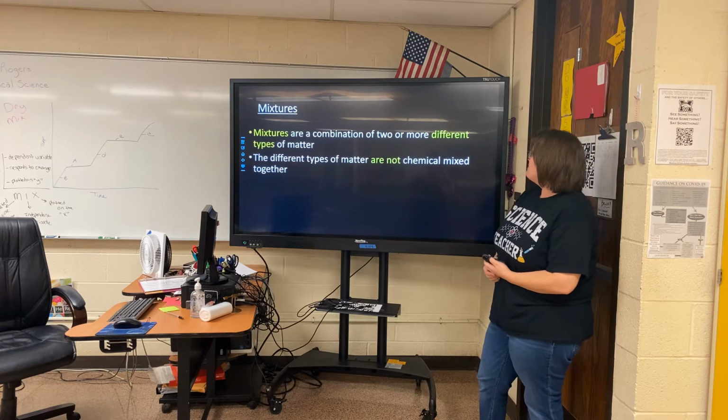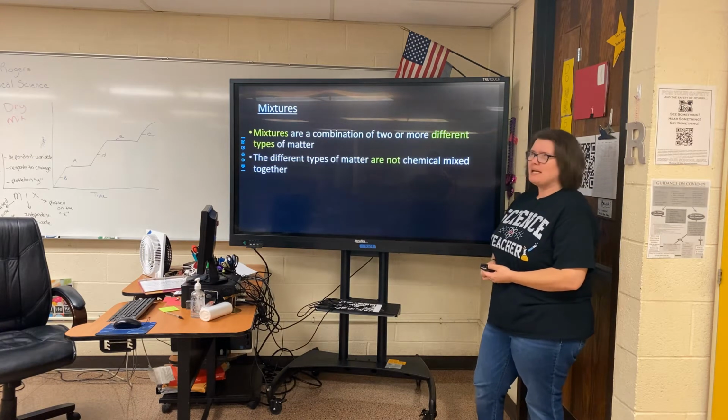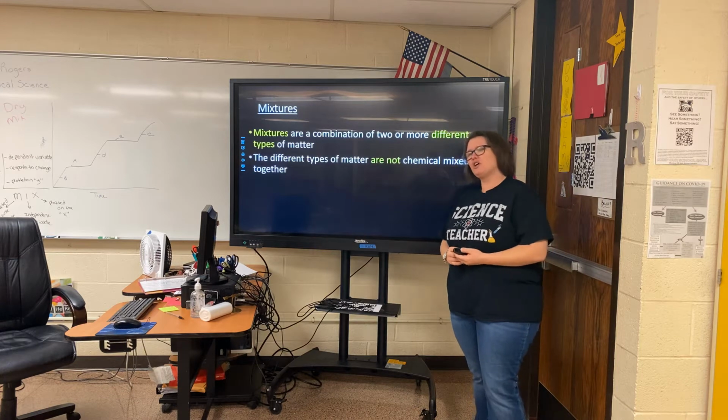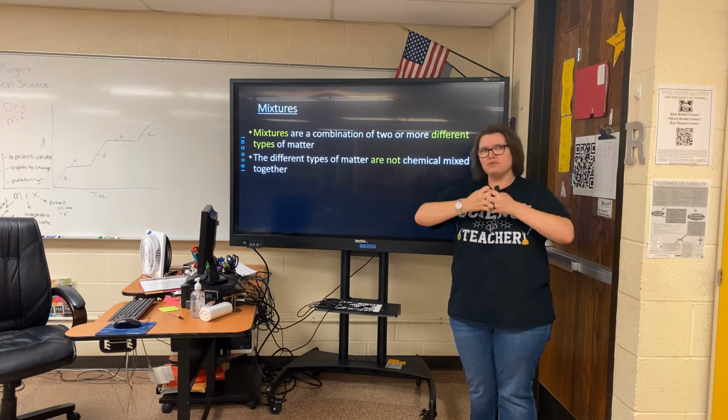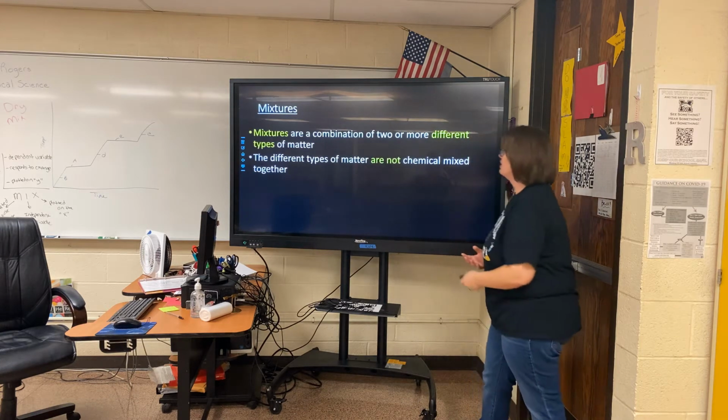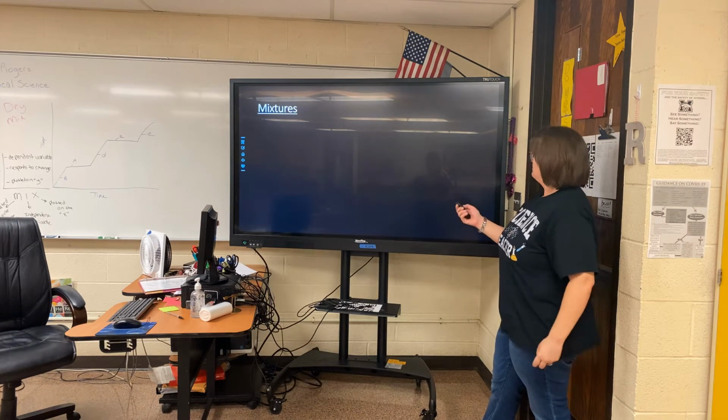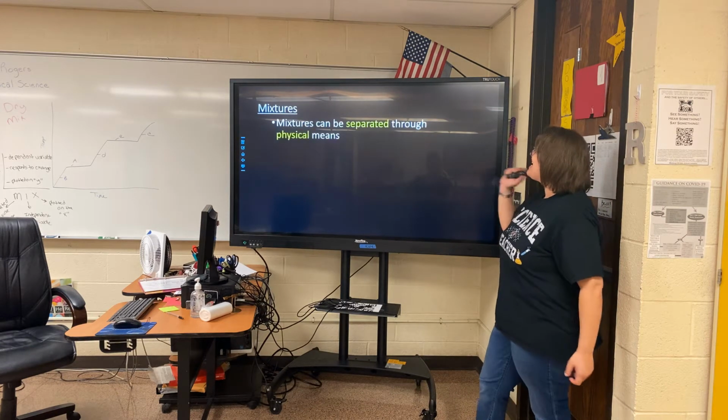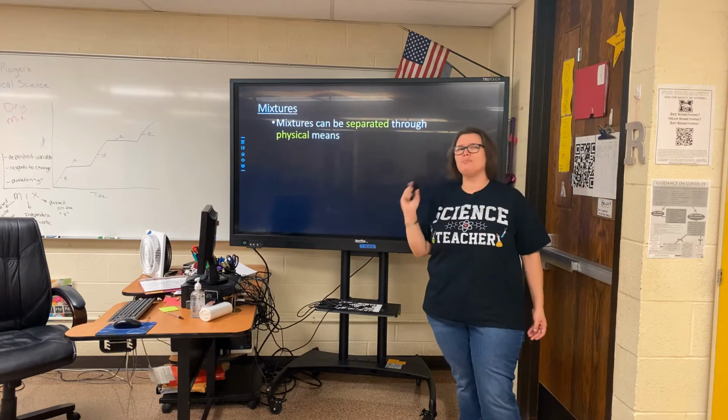The different forms of matter are not chemically mixed together. Mixtures are not chemically fused together. If they were fused together, then they would be a compound or something else. Mixtures can be separated through physical means.